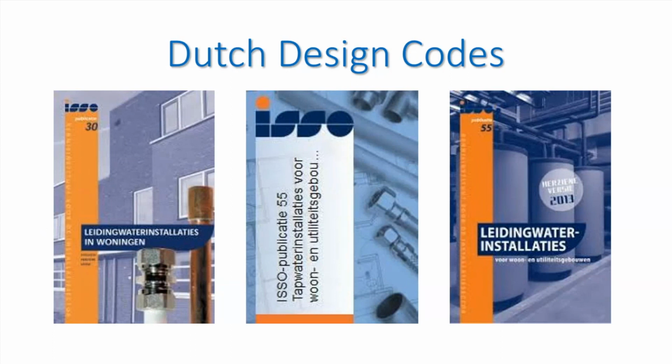We also have a few design codes. On the left, you can see ISO 30, and that's really focused on drinking water installations inside houses or apartments, but really inside the apartment. And it uses sort of a fixture unit method. Then there is the ISO 55, and that's for apartment buildings and non-residential buildings. And the one in the middle is the old one, which uses a variation of the fixture unit method. And the new one from 2013 uses a method that is based on SIMDEUM, so based on stochastic demand models.